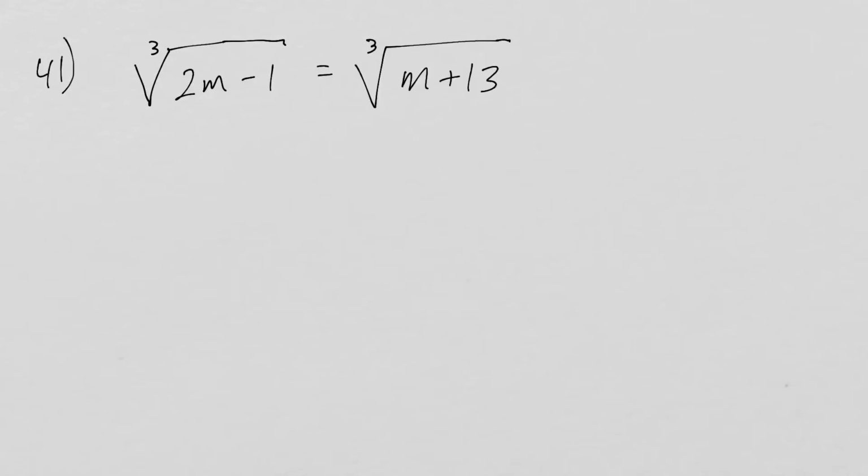Okay, I'm going to start by cubing each side. I cube the left and get that. I cube the right and get rid of the cube root. I move my m to the left by subtracting it. I move my 1 to the right by adding it, and I'm done.